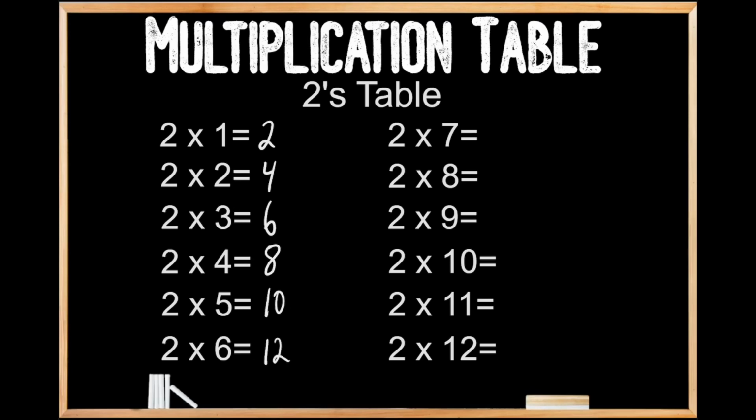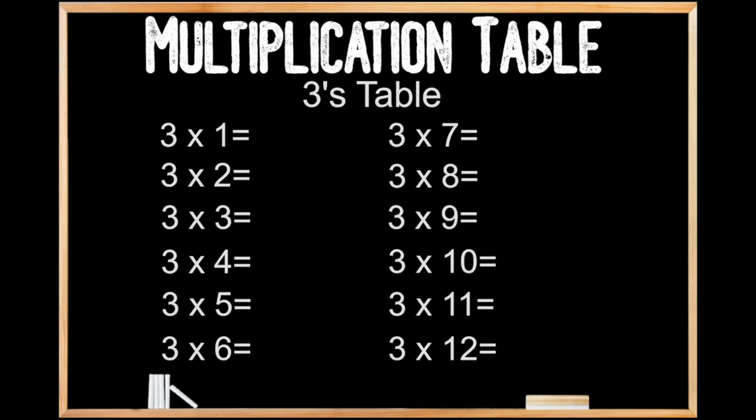2 times 7 is 14. 2 times 8 is 16. 2 times 9 is 18. 2 times 10 is 20. 2 times 11 is 22. And 2 times 12 is 24.